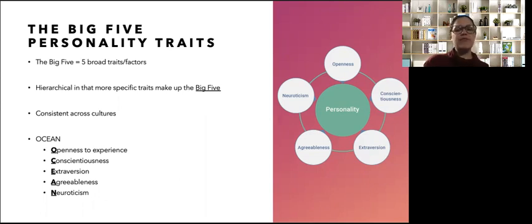The specific 5 factors create the acronym OCEAN, so that makes it a little easier to remember. So O is openness to experience, C is conscientiousness, E is extroversion, A is agreeableness, and N is neuroticism.